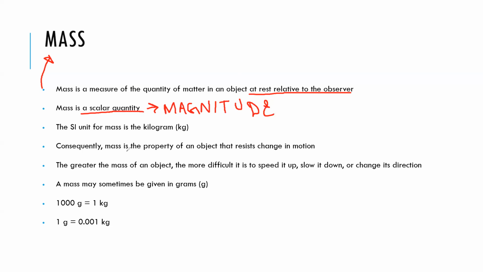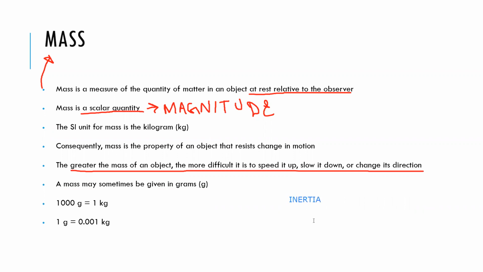So consequently, mass is the property of an object that resists change in motion. The greater the mass of the object, the more difficult it is to speed it up, slow it down, or change its direction. Now that is because of another concept which I'll be writing here, that is inertia. Inertia is the tendency of an object to resist the state of motion or rest in which the object is already in.